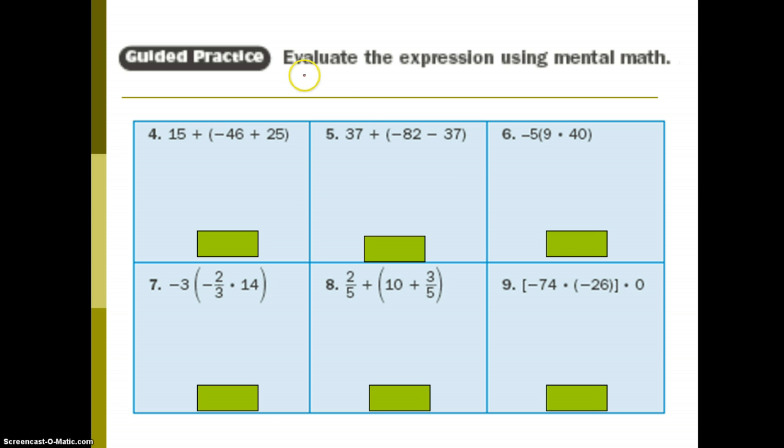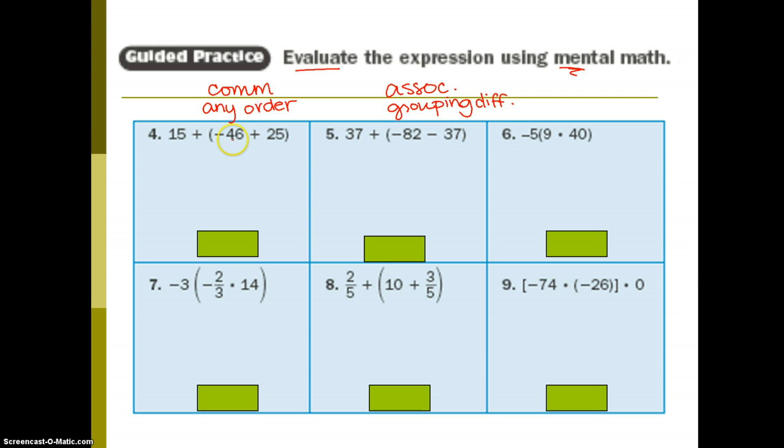Okay, at this point you need to evaluate, or again solve, the expressions using mental math. They want you to try to do it where you're not writing a whole bunch of work on the paper. So make sure you use commutative property, and if you remember, the commutative property can be in any order, so you can move the numbers so that they're in any order, or the associative property, which means that you are grouping them differently. Pause the video and try 4, then hit play so you can check your answer. Then try 5, and so on.